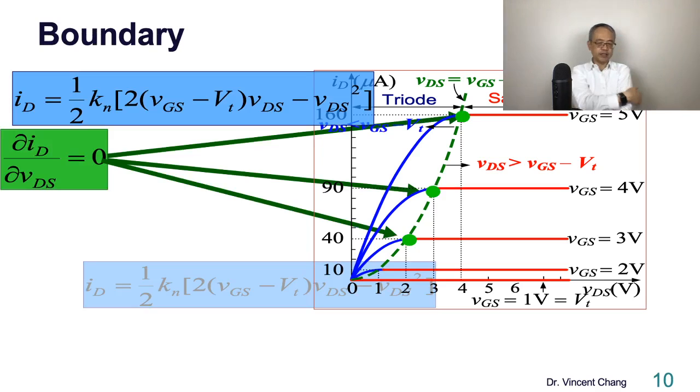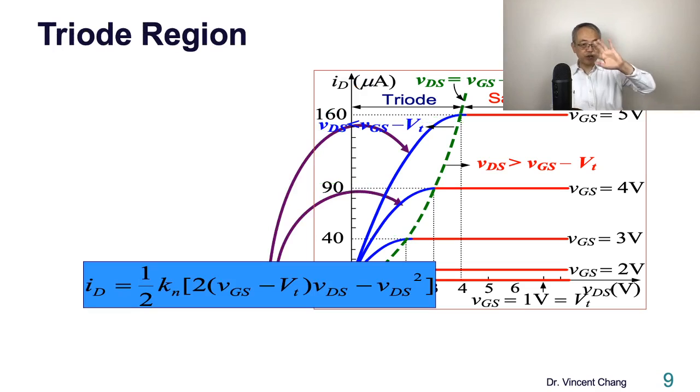What about the boundary, the green point? If you go back to middle school math, it's a parabola passing through the origin. If you plug in VDS equals 0, ID is 0, the origin. And the coefficient of the second order term is negative, which means it's going downward, like this way, not this way. If the second order coefficient is positive, the parabola goes the other way.